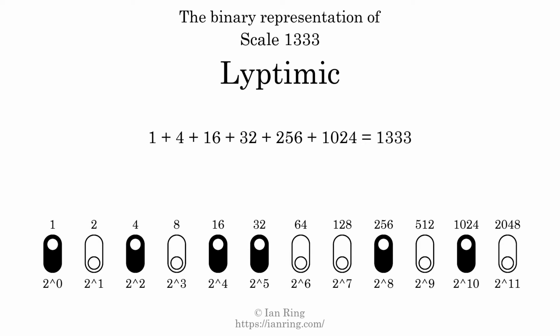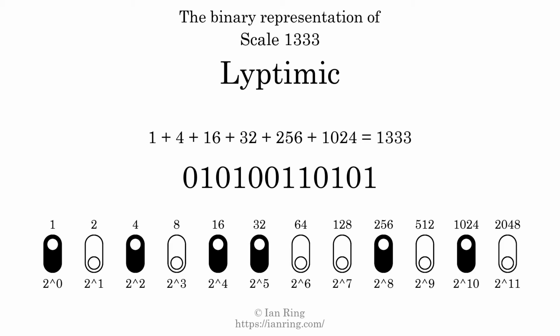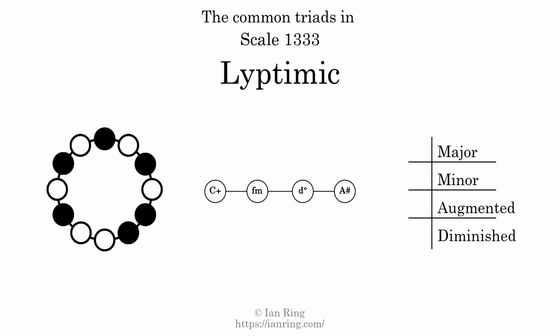1333. The scale number not only enumerates the scale with a unique index, but it also literally describes the tonal content of the scale. Represented as a binary number in base 2, the scale number is 010100110101. Here are the common triads present in this scale.